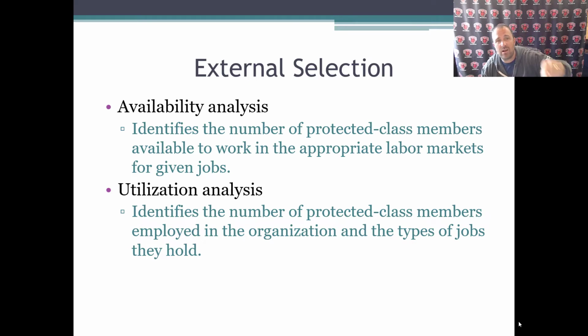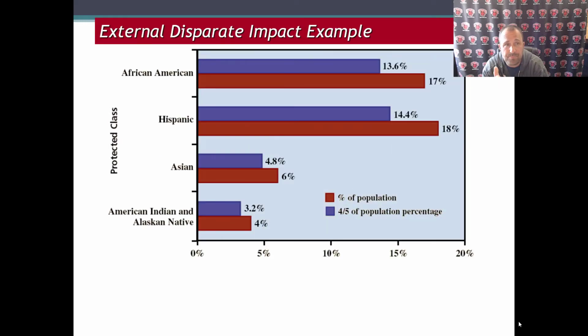That's what's out there. The utilization analysis is at what rate are we utilizing those groups? Meaning, what do we have in here? Availability is what does it look like out there? Utilization is what do we have in here? So here's an example. African American is 17% of the population, Hispanic 18%, Asian 6%, and American Indian, Alaska Native 4%. Okay, so what we do is we take all those numbers and we multiply them times 0.8, and that gives us the blue bar here on the chart. That in a sense becomes our cutoff rate.